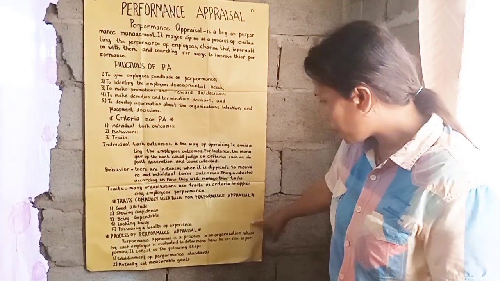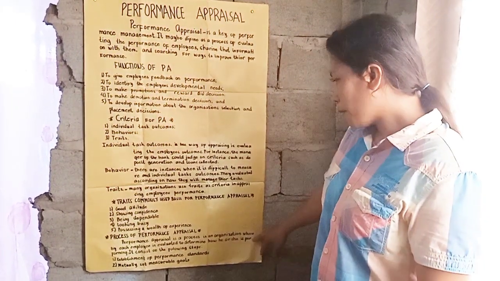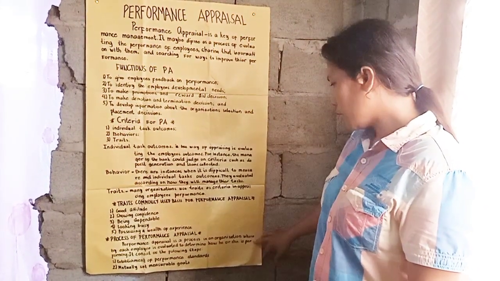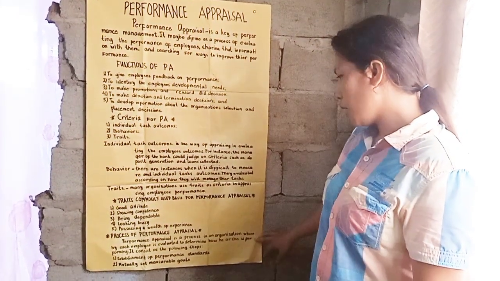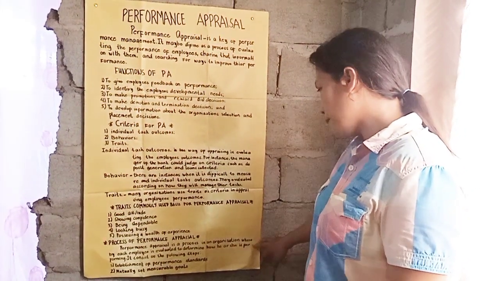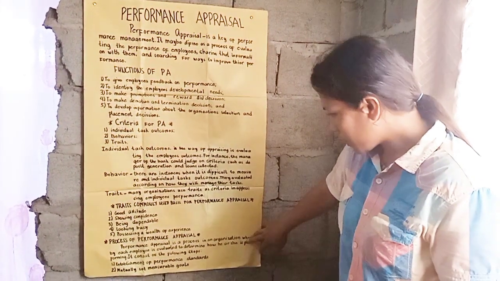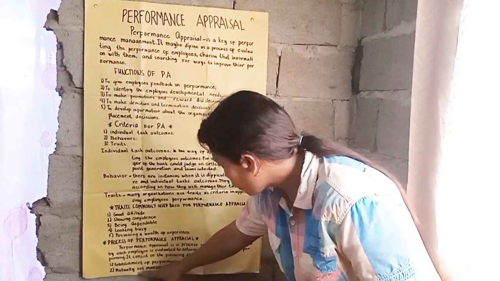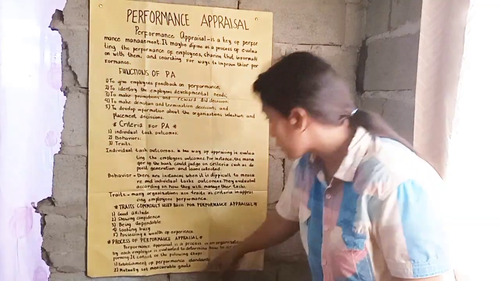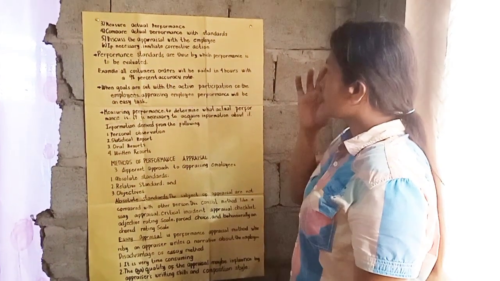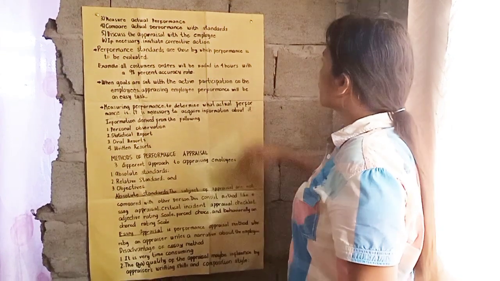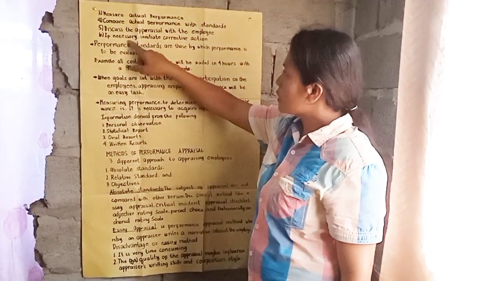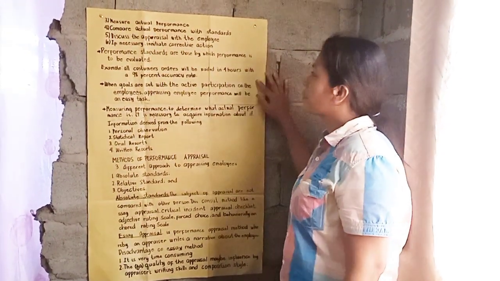Then process of performance appraisal. Performance appraisal is a process in an organization whereby each employee is evaluated to determine how he or she is performing. It consists of the following steps. One, establishment of performance standards, with mutually agreed measurable goals. Measure actual performance. Compare actual performance with standards. Discuss the appraisal with the employee. If necessary, initiate corrective action.